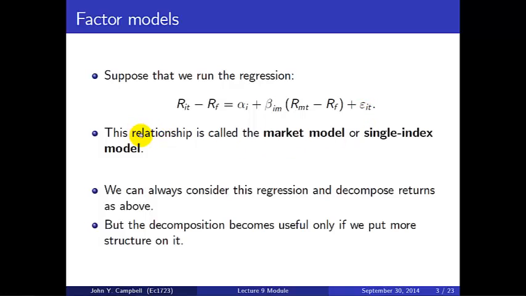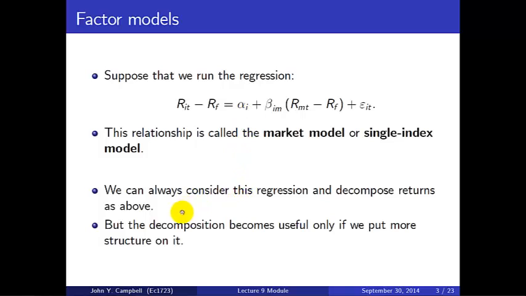Now this relationship, this regression, is called the market model or a single index model because there's a single factor, a single variable on the right-hand side which captures the common movement of the market. Now, we can always think about this regression. We can always run this regression. We don't have to assume that the CAPM holds. The connection with the CAPM is that in that model, the theory predicts that the alpha, the intercept, is 0.